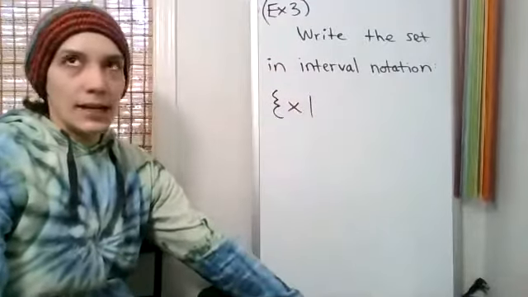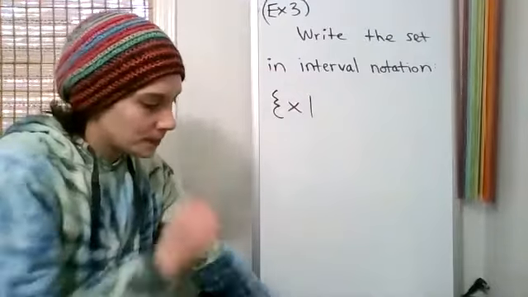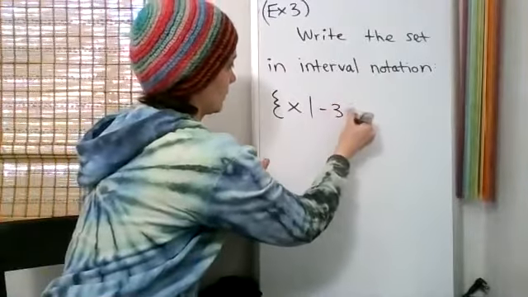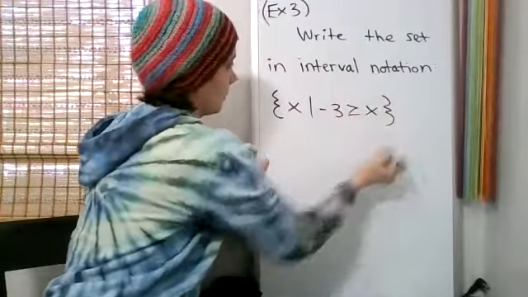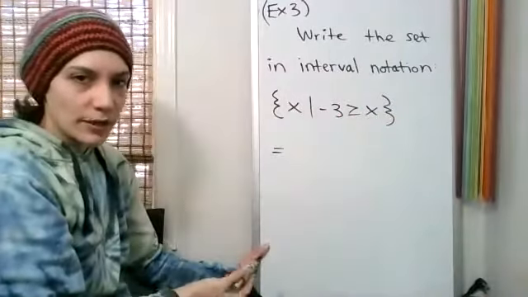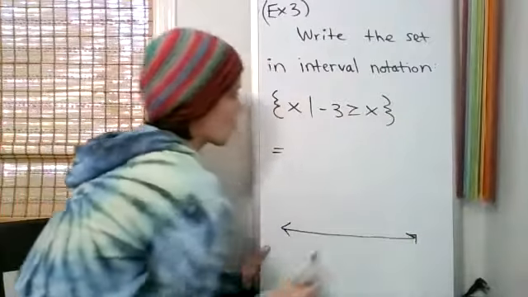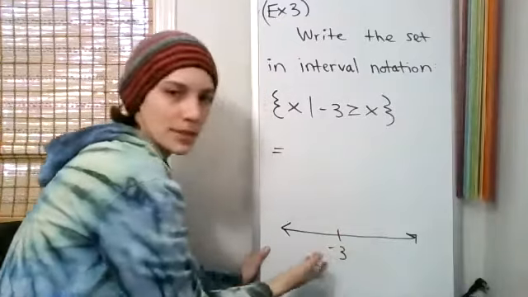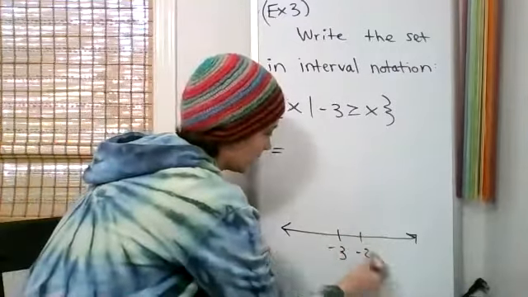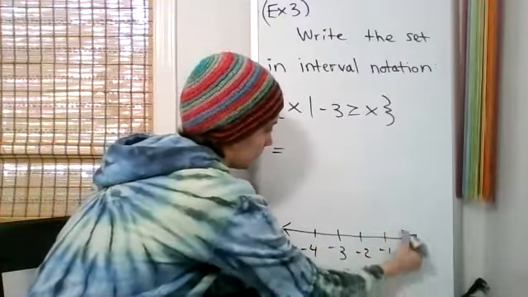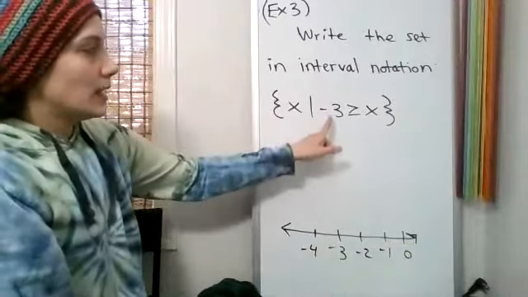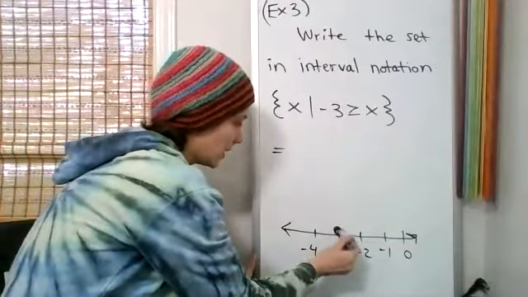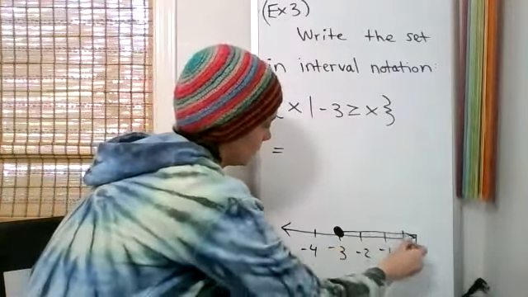Okay. Let's do -3 is greater than or equal to x. Okay, so it helps to draw a graph. Place -3. I'm going to put a little bit more to it just for fun. Okay. -3 is greater than or equal to, so we can include this number. And everything above it for our x values.